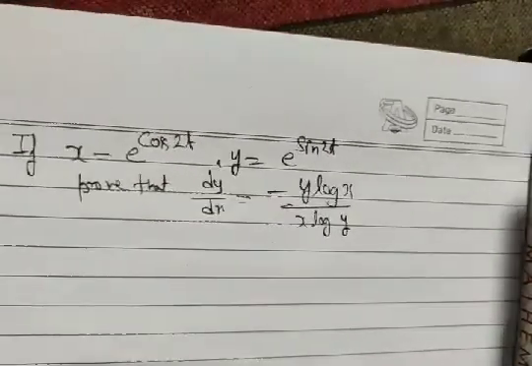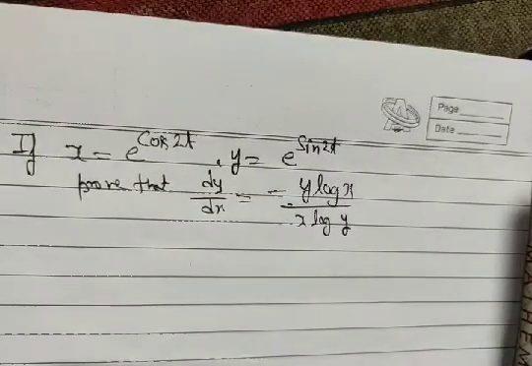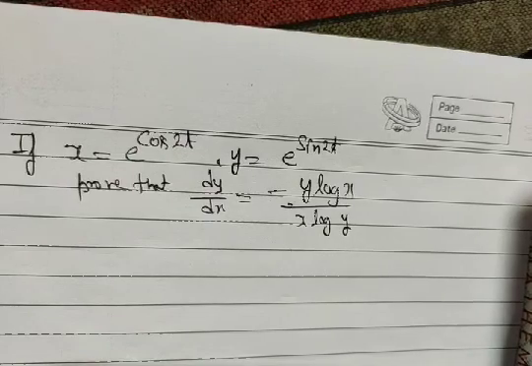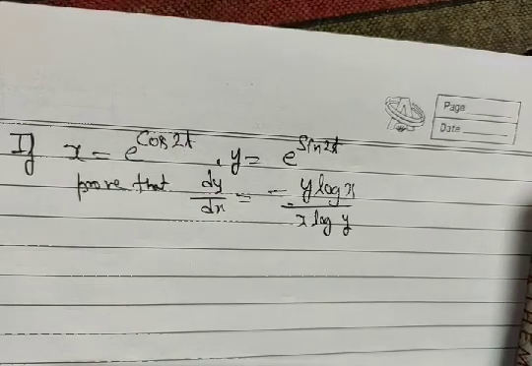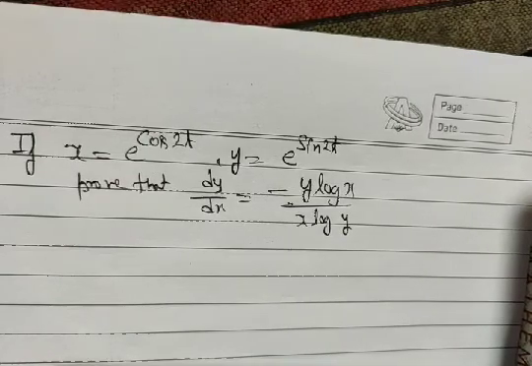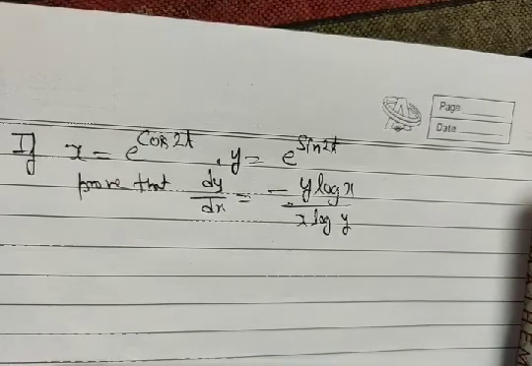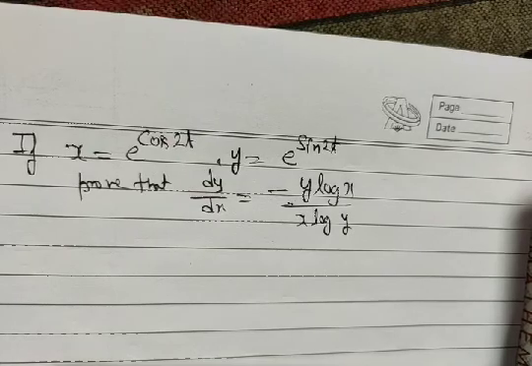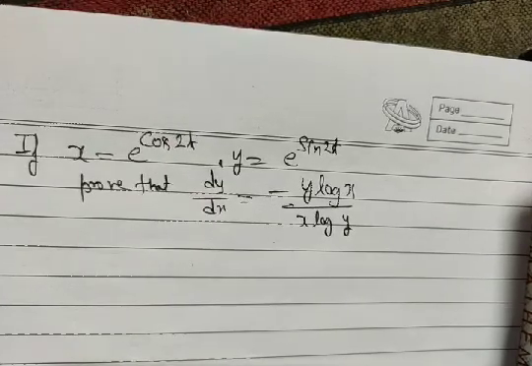Now here we have to, again, if x equal to e to power cos 2t and y equal to e to power sin 2t, then we have to prove that its dy/dx is given by minus y log x upon x log y.